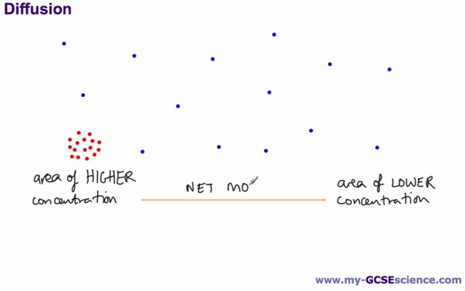movement, and by net movement we mean an overall movement of particles from where they're in the higher concentration to the lower concentration. We can describe this as a concentration gradient, and particles move down the concentration gradient, and, as we said, this can happen in dissolved substances and also in gases.